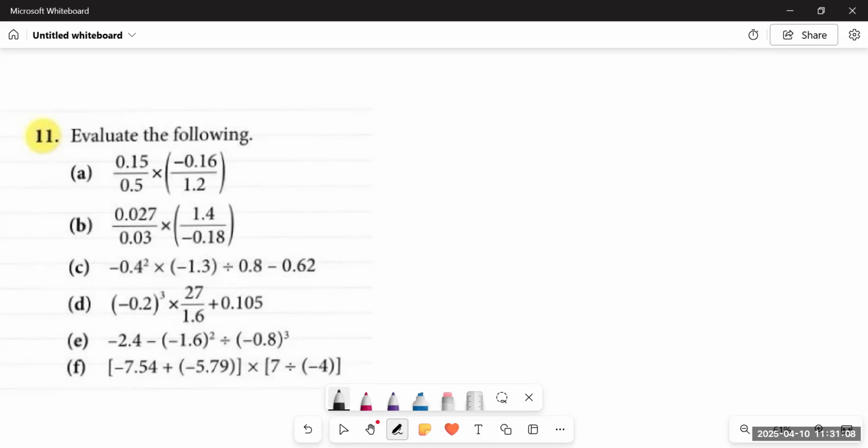So how to solve these questions? Do not panic. Do not get worried. We will do it in a very simple way. Let's start with part A. It says 0.15 upon 0.5 multiply by minus 0.16 upon 1 upon 2.